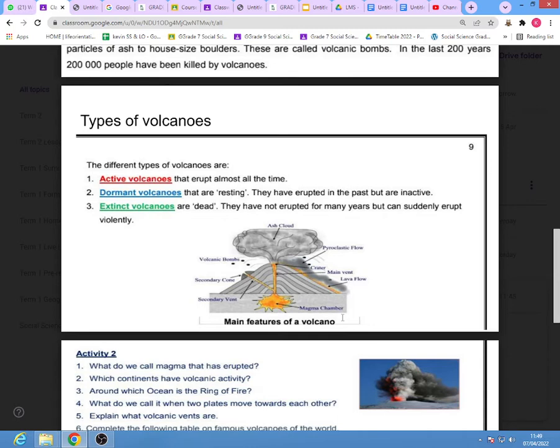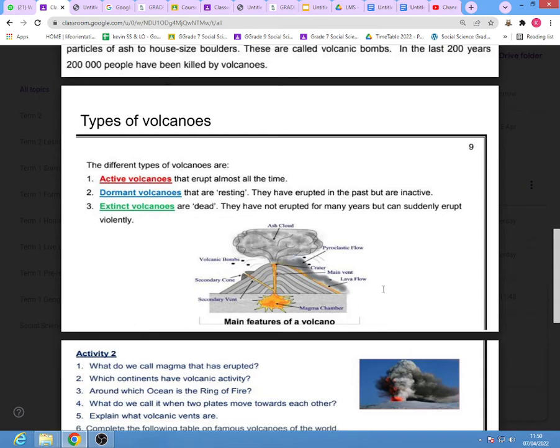You have what you call dormant volcanoes. These volcanoes are resting. They have erupted in the past, but they are inactive for a while. And then extinct volcanoes are dead. They haven't erupted in many years, but that still doesn't mean that they can't erupt at any time. The reason they're called extinct is because they haven't shown any activity of wanting to erupt, but they have erupted in the past.